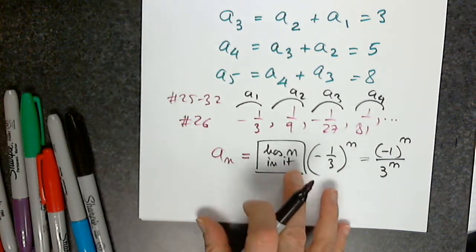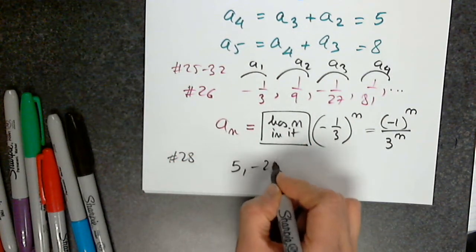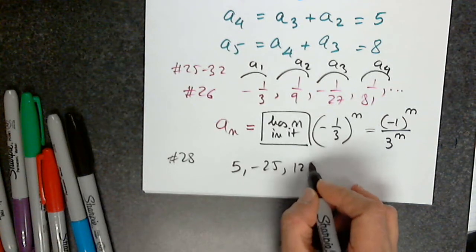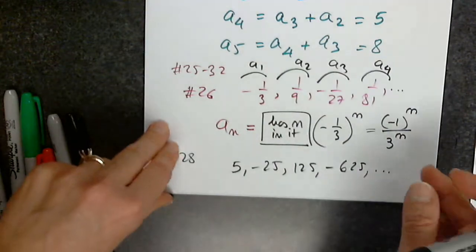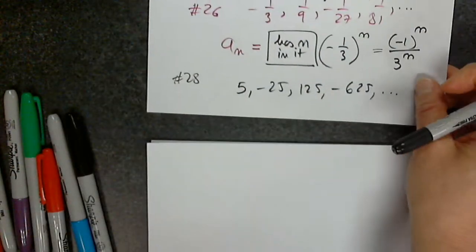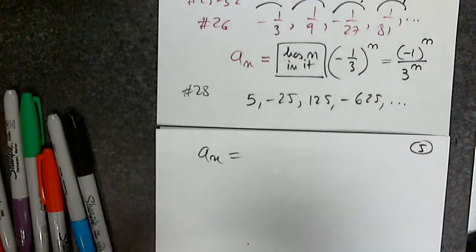Okay, let's look at one more. Let's say 28, in which we have 5, negative 25, 125, negative 625, dot, dot, dot. Same question. We're asked to find the general term an of the sequence.